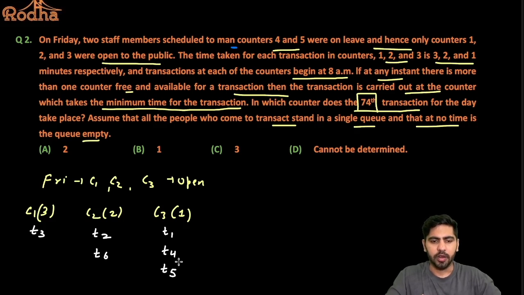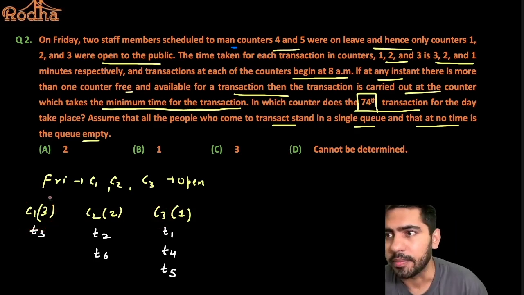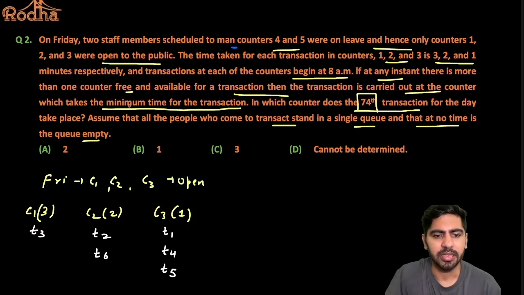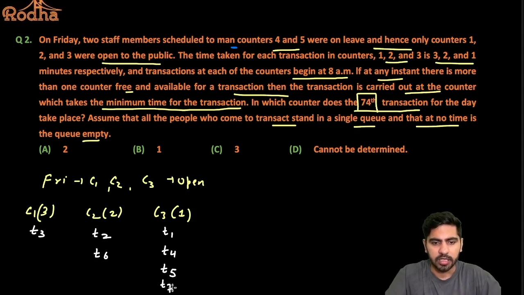Now, this is at the end of 3 minutes, right? At the end of 3 minutes, when transaction number 5 is over, this is still on for another 1 minute. Can I say counter number 3 is also empty and counter number 1 is also empty, right? So if both the counters are empty here, can I say that transaction number 7 should go to counter 3 first, and transaction number 8 should go to counter number 1, right? So that is the case here, right?